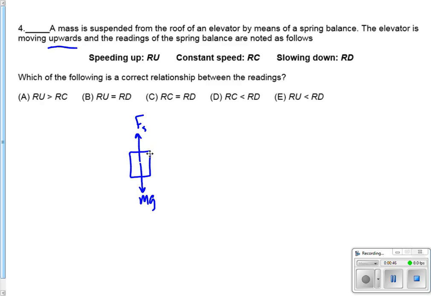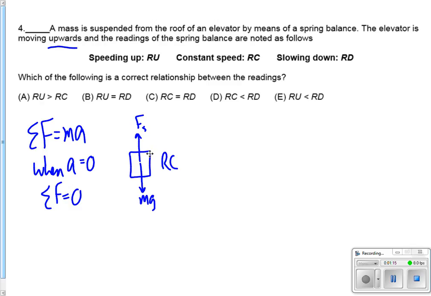So first of all, we know that Newton's second law says the sum of the forces equals ma. So when a equals 0, the sum of the forces has to equal 0. That's really Newton's first law, that forces have to be balanced on an object that is not accelerating. So let's look at it 3 ways, really. We can do a little free body diagram for each one. Moving at a constant speed, mg would equal this reading on the scale.